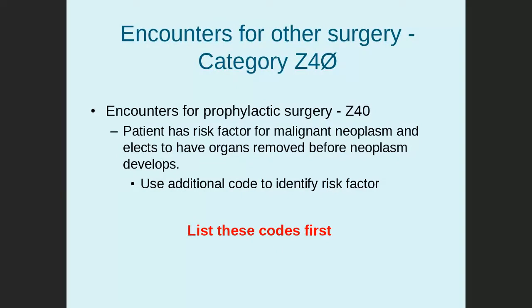Encounters for other surgery. Some encounters are for prophylactic surgery, such as cosmetic surgery, something that is not necessarily medically necessary. These are in Z40. Patient had risk factor for malignant neoplasm and elects to have organs removed before the neoplasm develops. So a woman with a family history of breast cancer, her mother, her aunts, her sister, may say, I know that the odds of me getting breast cancer also are very high, so let's just remove them. So that's Z40, prophylactic. I'm sorry, that's not cosmetic surgery, it's prophylactic surgery. These codes are listed first. This is the reason the patient was seen.